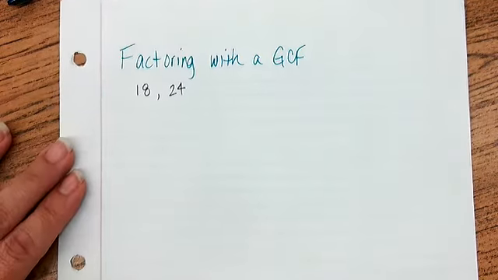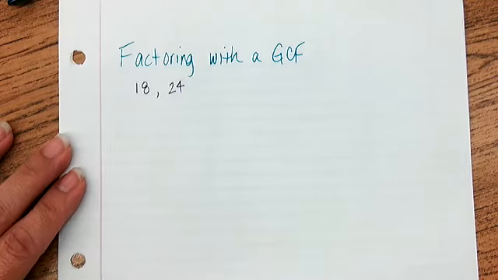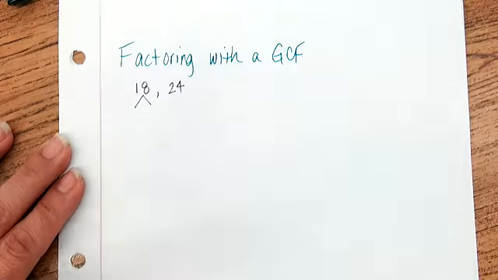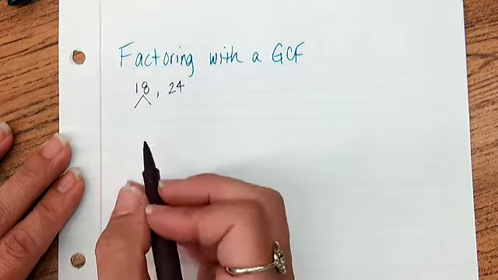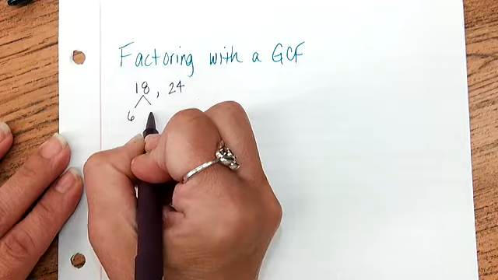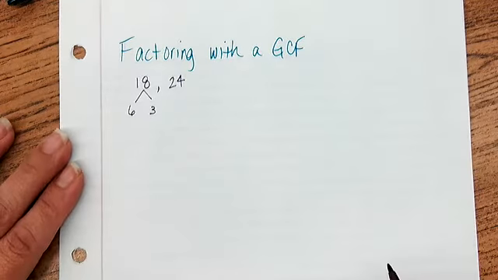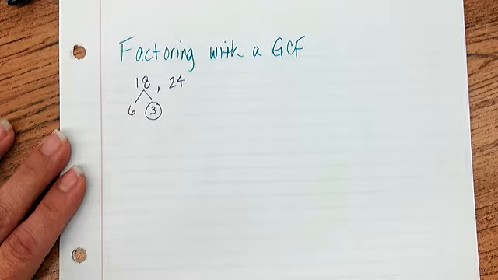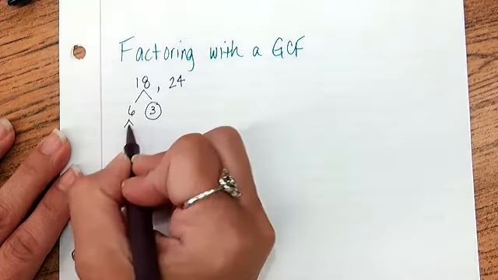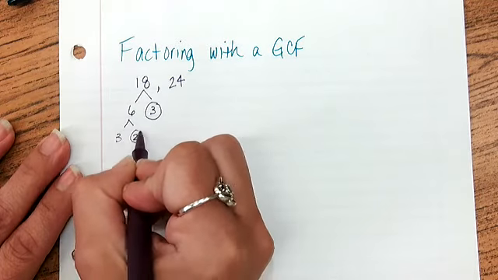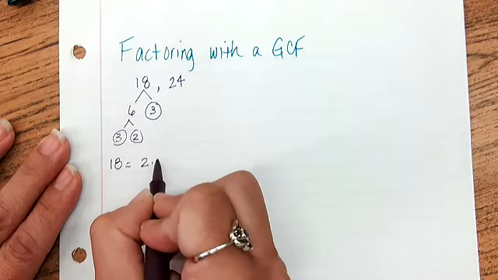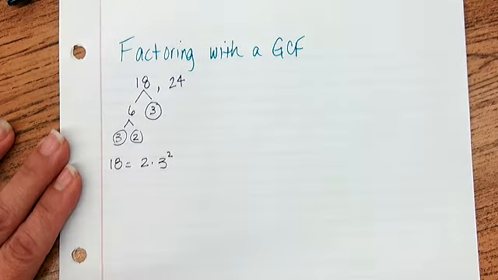And some of you know right away the answer to that is 6. But I want to show you a review of factor tree and then how we're going to actually factor using the greatest common factor. 18 is 6 times 3. You could start with 9 times 2. It doesn't matter. So I like to circle my prime numbers as I go so I don't lose any of them. 6 is 3 times 2. So 18 is 2 times 3 squared.